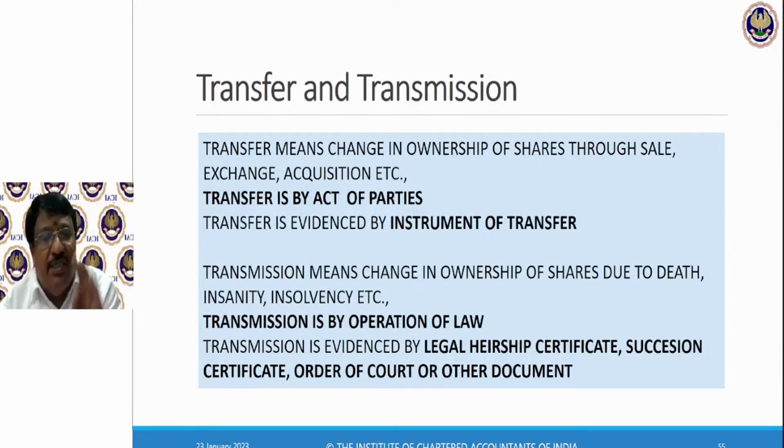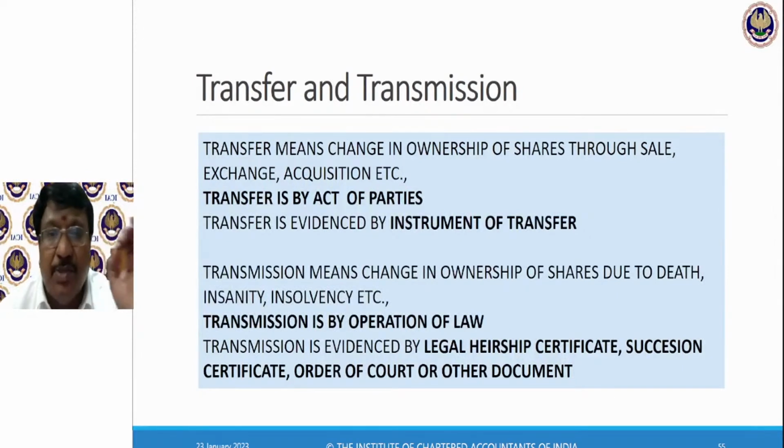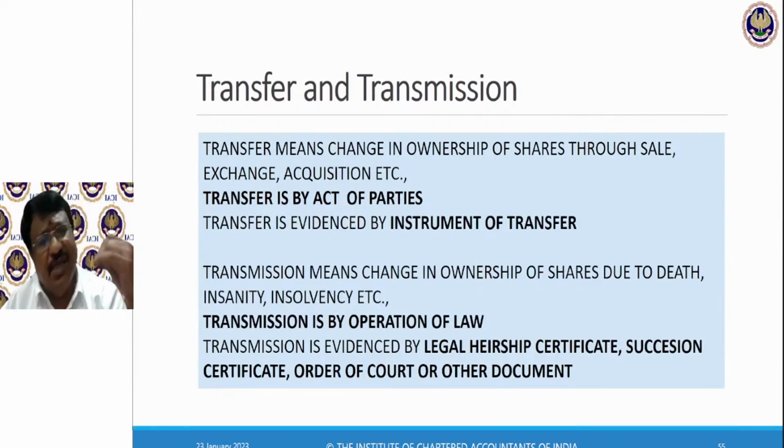Now this official receiver or assignee should send a copy of the court order, proof of document, everything, to the company and say, I am the receiver or assignee. Kindly note in your record that the shares are now vesting in me. This is called transmission. Change in ownership due to death, insanity, insolvency, etc. Any method which is not by act of parties is called transmission of shares.